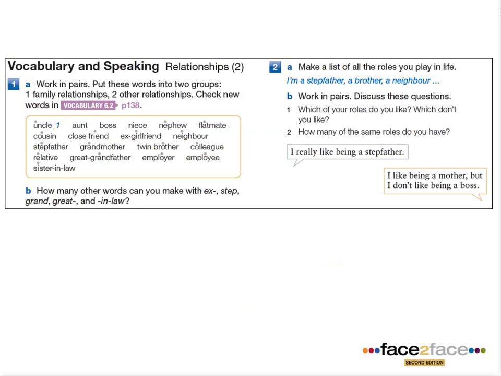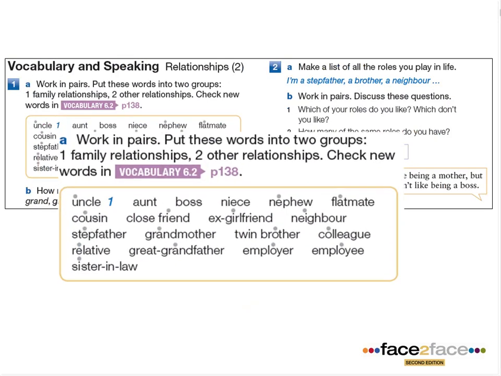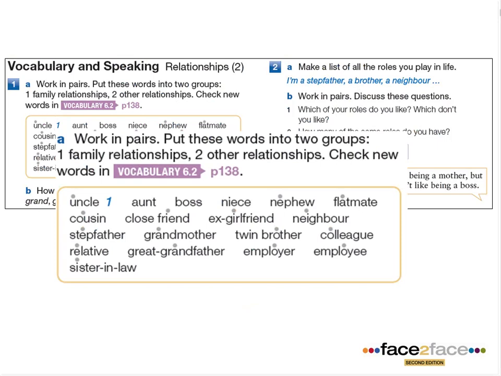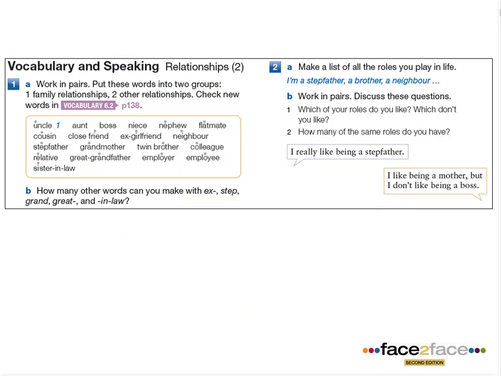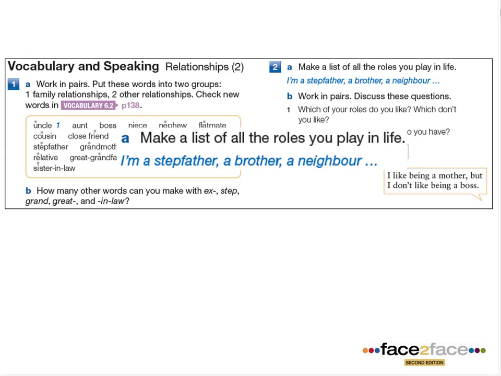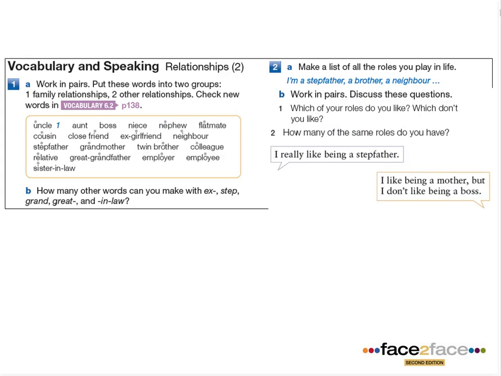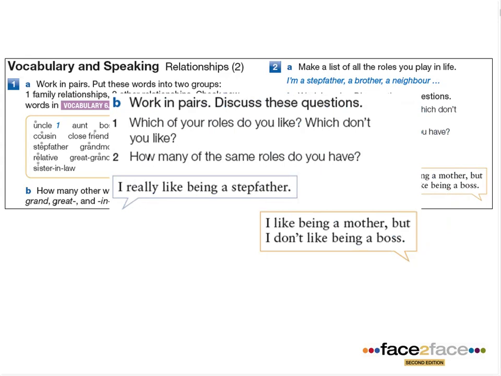Here's another example on relationship words. First, students have to put the words in different groups, family relationships, other relationships. They check in the language summary, teacher deals with any problems. And then the next thing, we ask them to personalize it. So they make a list of all the roles they play in life. Then they work in pairs and discuss the questions. So by personalizing it, it hopefully becomes much more interesting for students, and they can discuss the roles they like, the roles they don't like, and decide how many of the same roles they have.